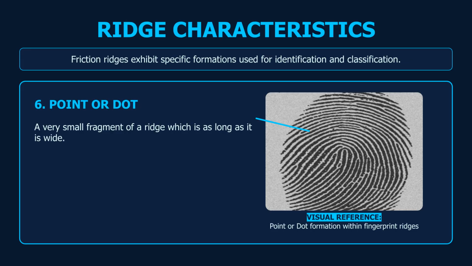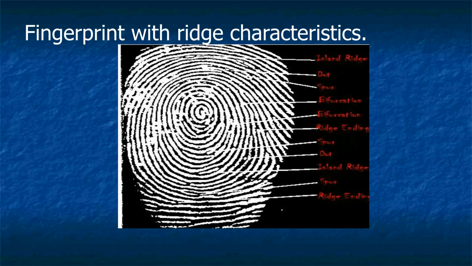One such characteristic is the point or dot. The point or dot is a very small fragment of a ridge, which is as long as it is wide. This is demonstrated visually in the image.